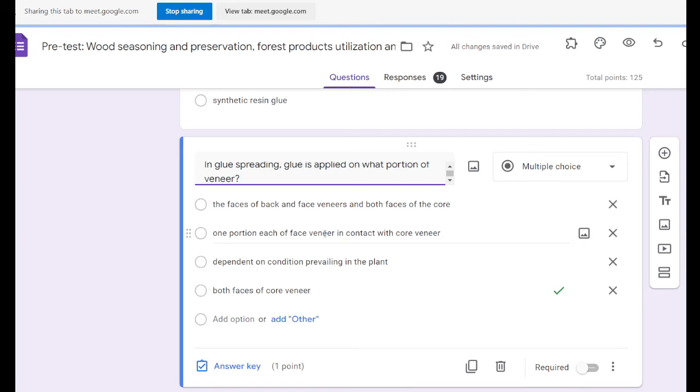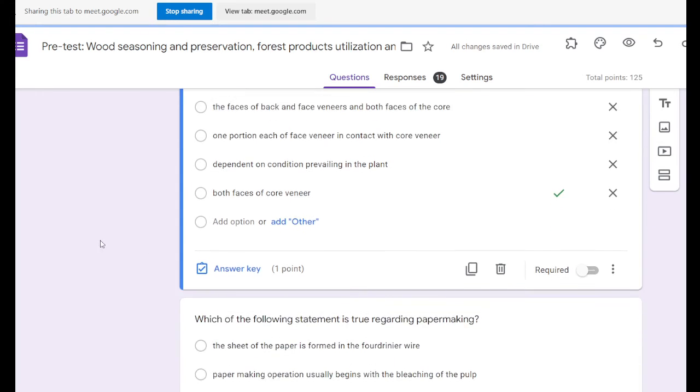Next, one portion of each face veneer. That's wrong. Dili lang kay ang isa ka face veneer, but instead katong duha ka face veneer ang butangan og glue sa ilang side which is in contact with the core veneer. Dependent on the condition of the prevailing plant, this one is wrong. So both faces of core veneer is the answer.